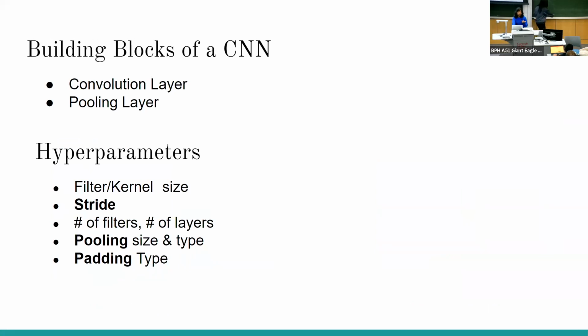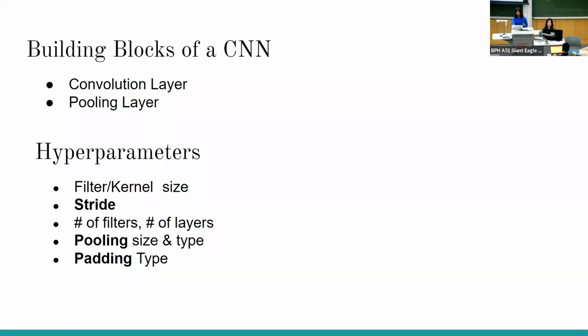We have convolution layers, pooling layers, and the hyperparameters. I guess till now you are all familiar with the term hyperparameters because of your part 2s. So in CNNs, when you do homework 2 part 2, the parameters will be the kernel size, the stride, the number of filters, the pooling size and type, the padding type, all those things. So let's start with convolution.